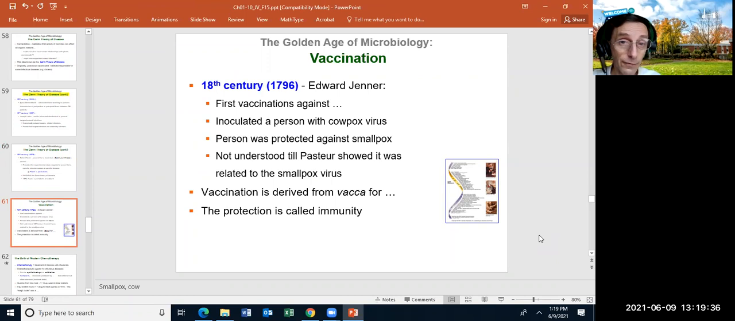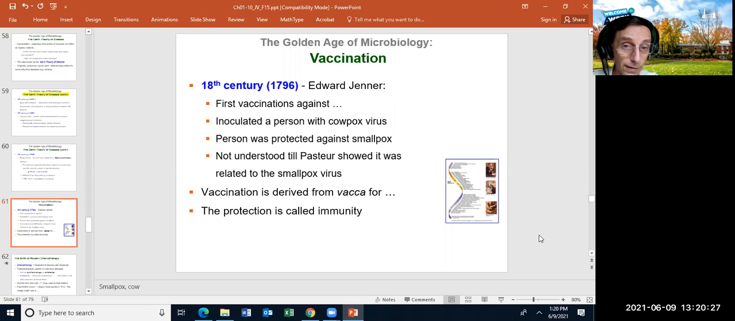About this time, we had the first vaccine, and that was developed by Edward Jenner. He made the first vaccine against smallpox by inoculating a person with the cowpox virus. At the time he made this vaccine, nobody understood why it was working. They didn't know much about the immune system, and they did not know how vaccines worked and then provided immunity. But the person was protected against smallpox by the cowpox virus. So this is another virus.